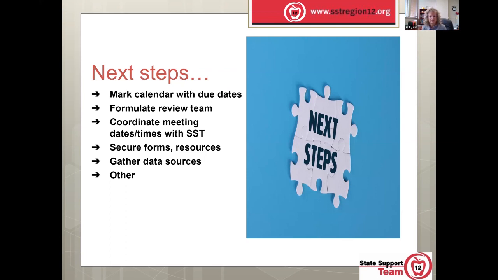Recognizing the coordination of the meeting times with our SST colleagues, securing all of those forms and resources that are linked and embedded in your profile. Use those forms directly from your profile, and then thinking about those self-review summary report questions that you've put your eyes on, or what data sources might be helpful in terms of completing those questions. And I think those were the big things that we wanted to make sure that we covered with you.